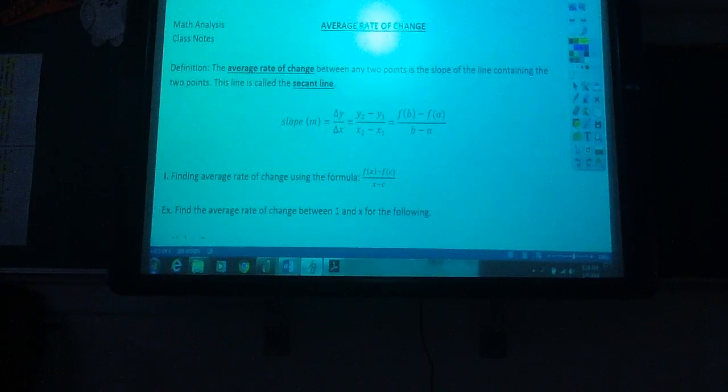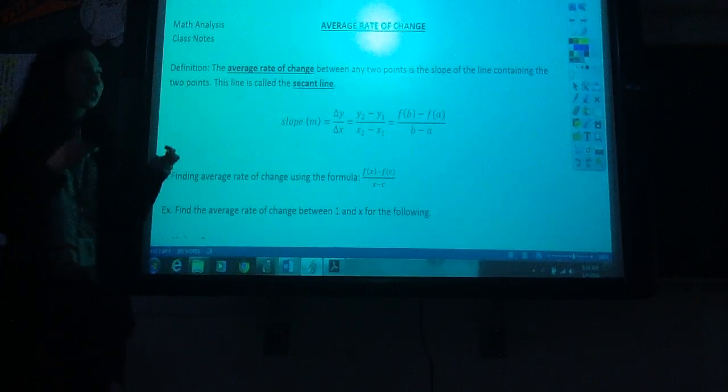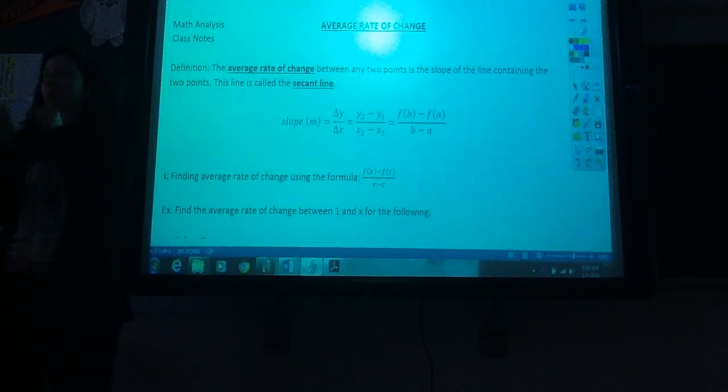Alright guys, so today we're going to talk about average rate of change. So this is basically slope of major functions. Normally when we find slope it's only of a straight line, but average rate of change between any 2 points is the slope of the line that has those 2 points on it.